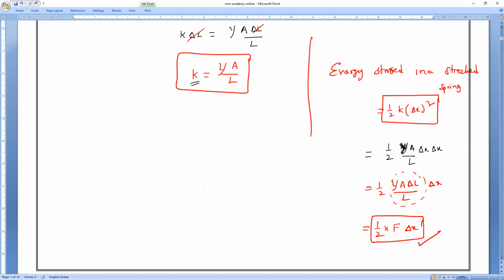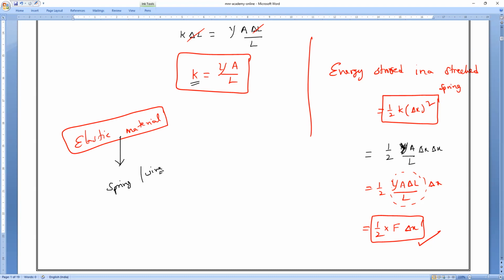Now, as we know, the spring and the wire are both elastic in nature. What do you mean by elastic in nature? Restoring capacity. Do you remember the definition of elastic nature? Restoring capacity. As soon as the deforming force applied is stopped, they go back to their original position. So as we know, spring as well as wire are both elastic in nature.